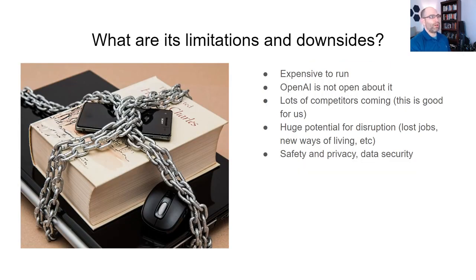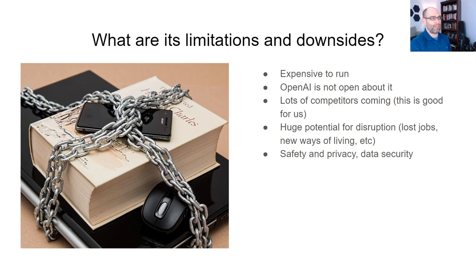All right, so what are the limitations and downsides of ChatGPT? First and foremost, it's expensive to run. As we mentioned earlier, it would require about 90 Xbox Ones to run it. Obviously, that's not what they're using. The computers to run these are very expensive, though. And OpenAI is not open about it. That's another big downside. But because this technology is so valuable, there are many, many up-and-coming competitors.